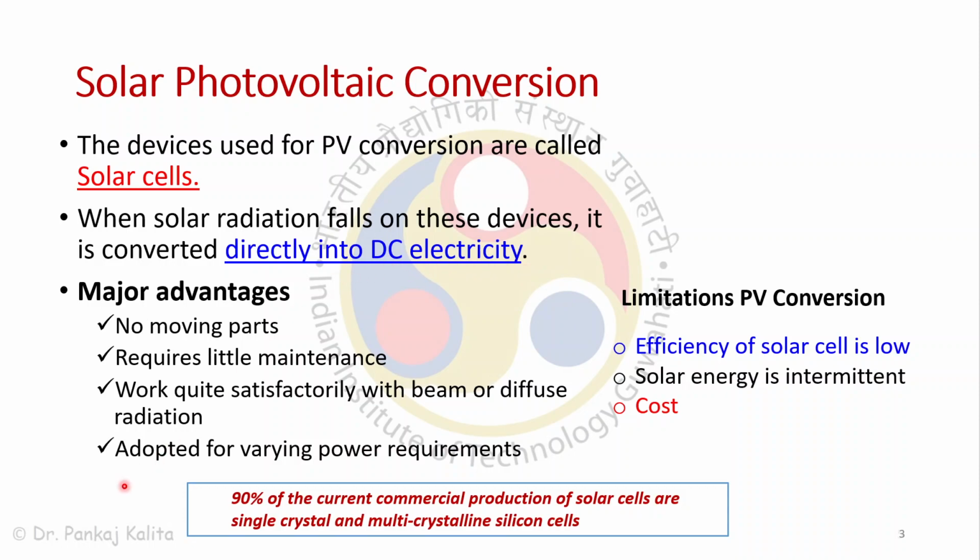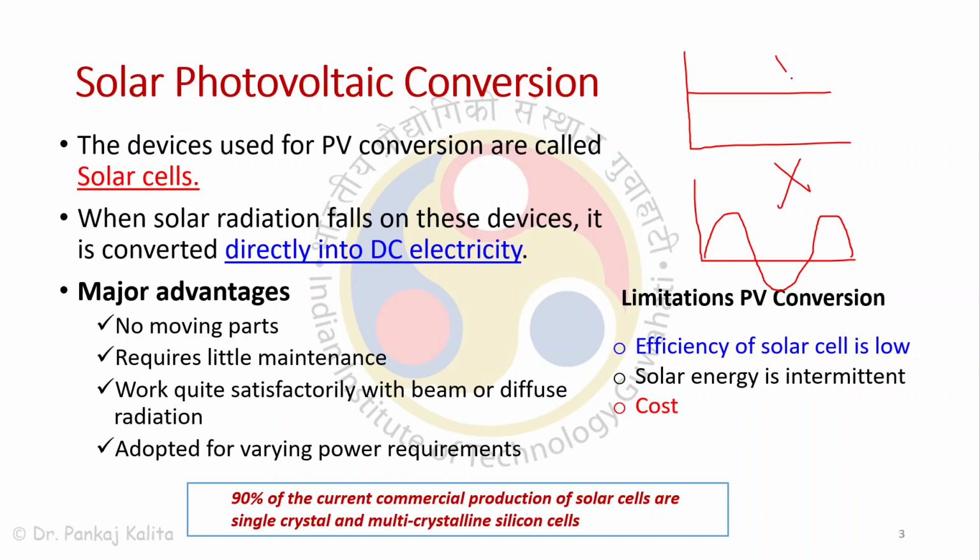Now there can be a question here: do solar photovoltaic conversion devices convert light into AC or DC electricity? What will be the correct answer? The correct answer is DC electricity, that is, direct current. If I draw it, it will be like this, not fluctuating like AC, not like this. This is okay.